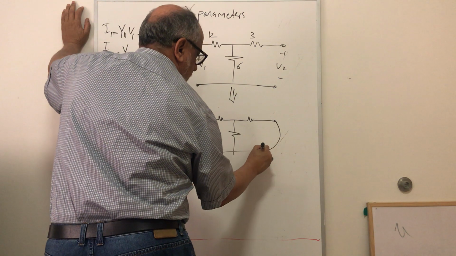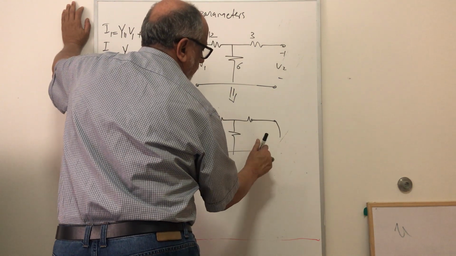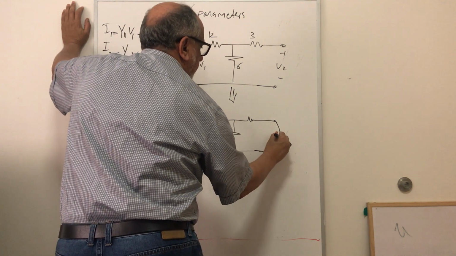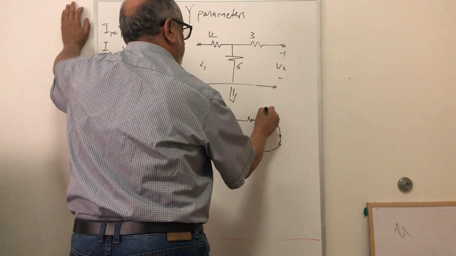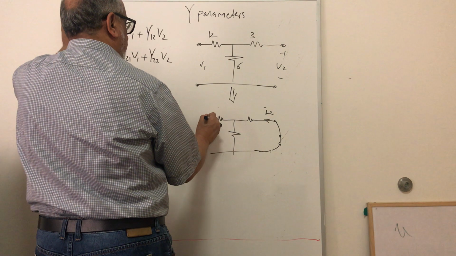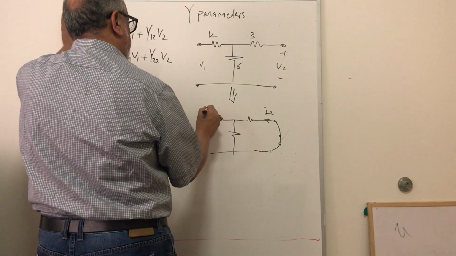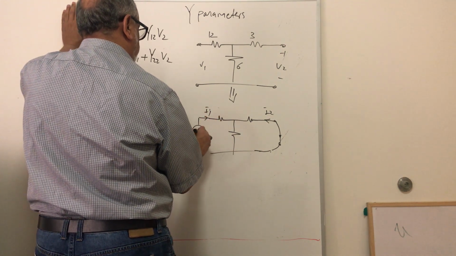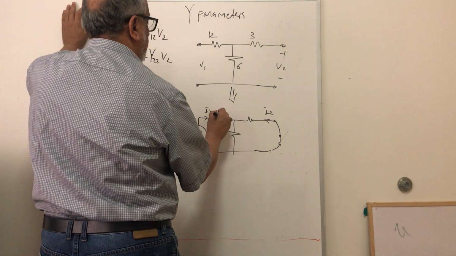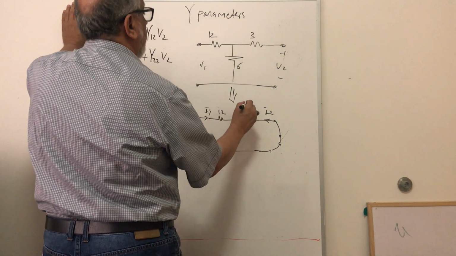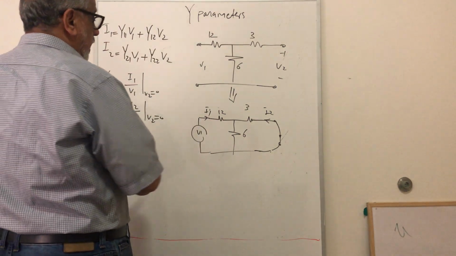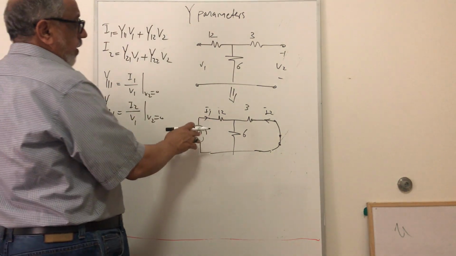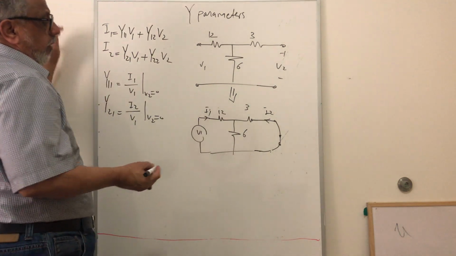Then we short out V2, right? So short it out. Okay, so we short the source here. We have a current here. This current is I2, and this current is I1. We have here V1. This resistor is 12. This one is 3. This one is 6, right? And we have to find the relation between V1 and I1, and then we can divide.